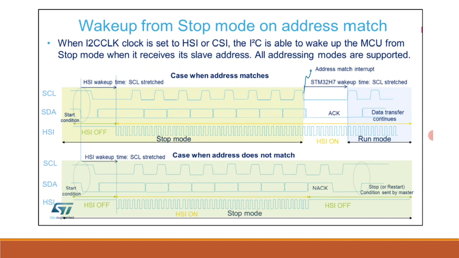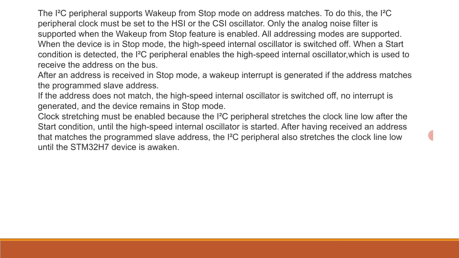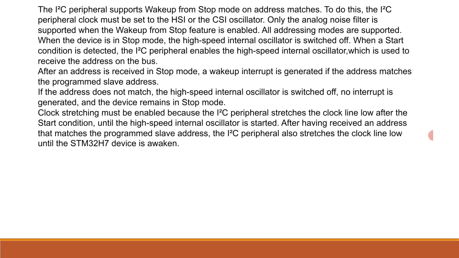After having received an address that matches the programmed slave address, the I2C peripheral also stretches the clock line low until the STM32H7 device is awakened. Simple, isn't it? So here are the parts.